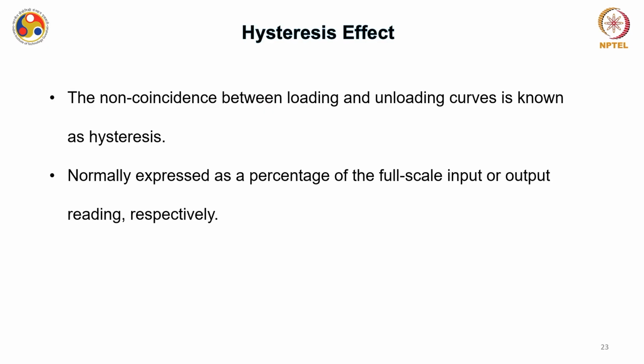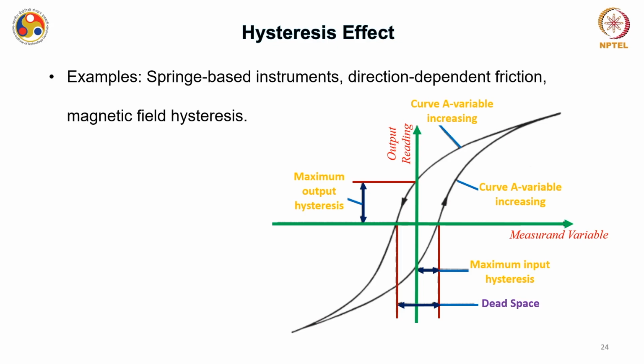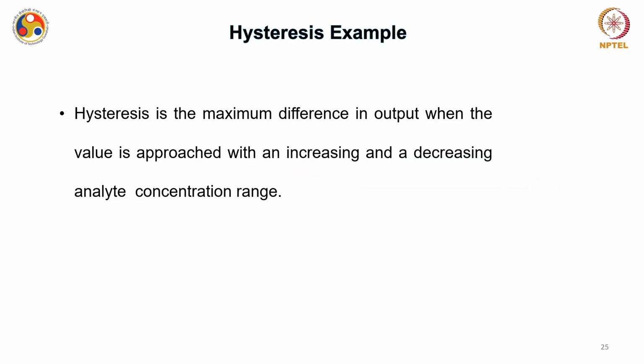Basically, hysteresis is the non-coincidence between the loading and unloading curve of a transducer or an instrument. This is mostly expressed as a percentage of full scale input or output reading. Examples include spring based instruments, direction dependent friction, or magnetic field hysteresis. All of these are examples of a hysteresis effect.